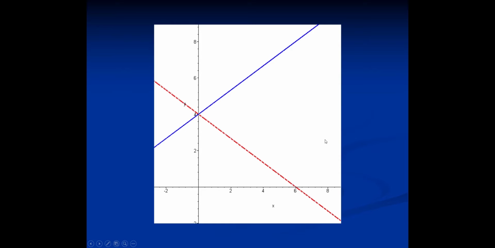So there are the two lines. You've got a dashed line for one and a solid line for the other. I put them in different colors.